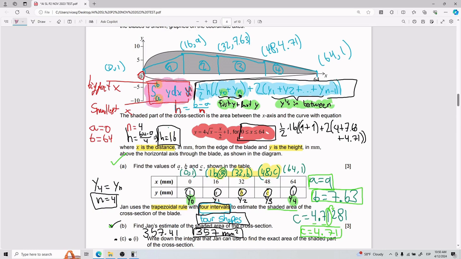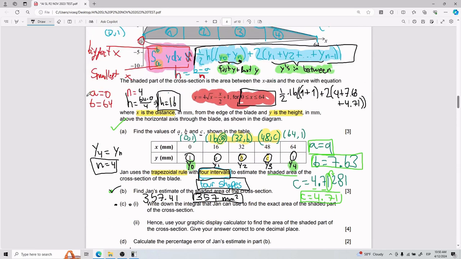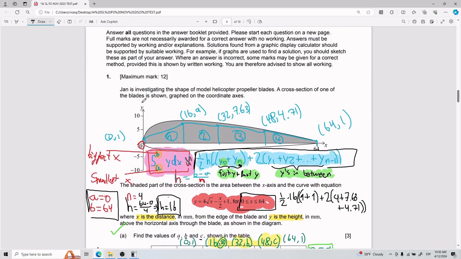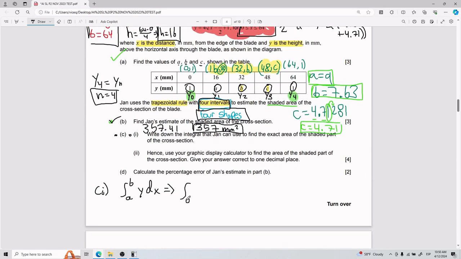Let's remember that the integral is going to be the exact area under the curve, while the trapezoidal rule gives you an approximate. So if you write down part C, part I, technically the first step is that you're going to be putting A and B, so from A to B, of y dx. Now, if you plug in piece by piece to get your full credit, it goes from 0 to 64. Let's remember that those are my x values, 0 to 64. So you're going to put the integral from 0 to 64.